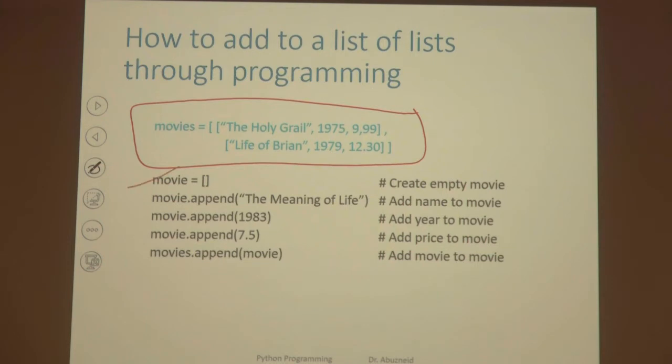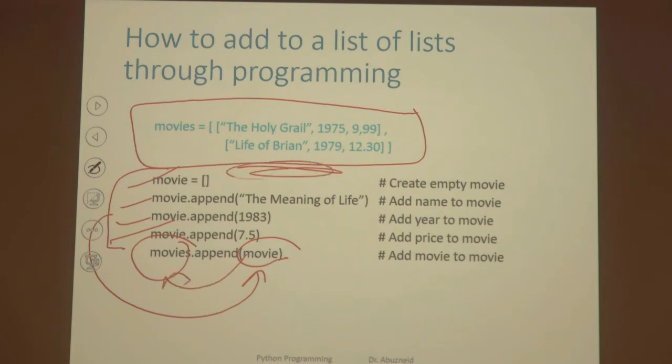So you create movie, which is an empty list, there's nothing inside it. Then movie.append the name of the movie. Movie.append the year. Movie.append the money made by that movie, okay? And then I append the movie itself. So what we did in here, we created the movie, and then we append it to the movies, and a third line will come in here, which has the data. Clear? Can you go through it once again, please?